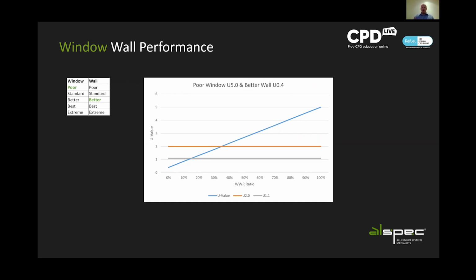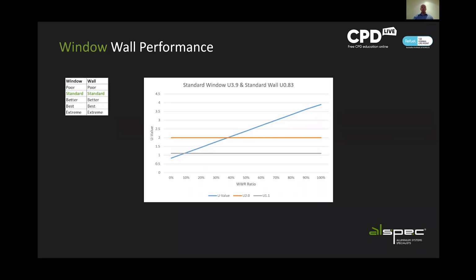So where the intersections are, so if you were to build an aged care facility in Melbourne with these 2 systems, you could have a window wall ratio of about 15%. And if you were building an office building in Sydney, about 35%. So hopefully that explains it, because we're going to run through a few of these. So this is a standard window, standard wall.